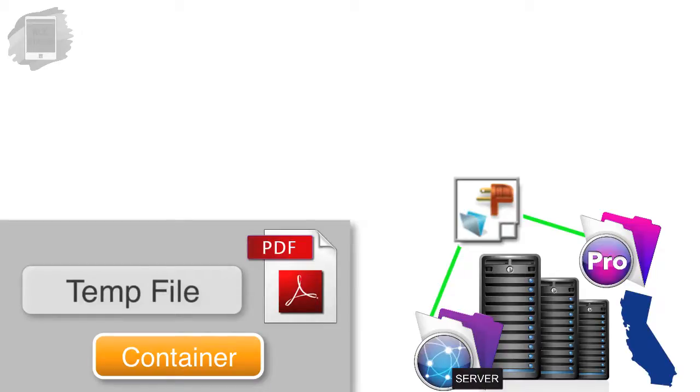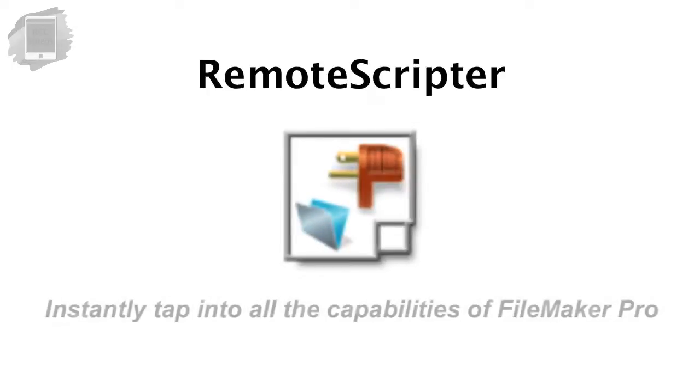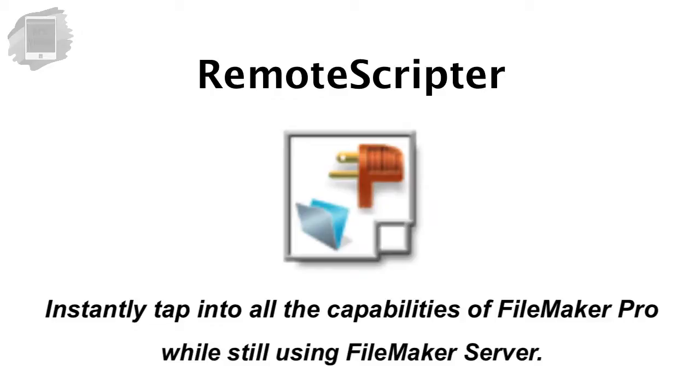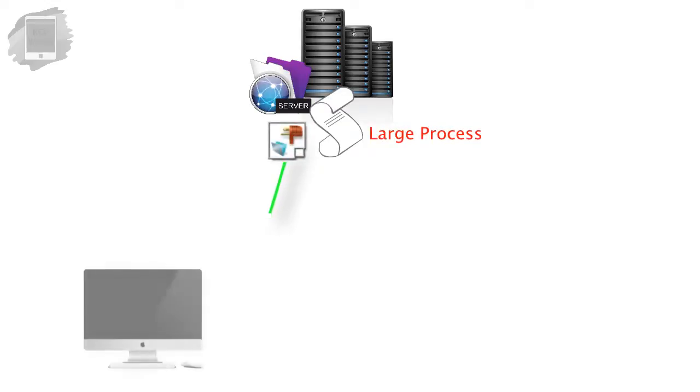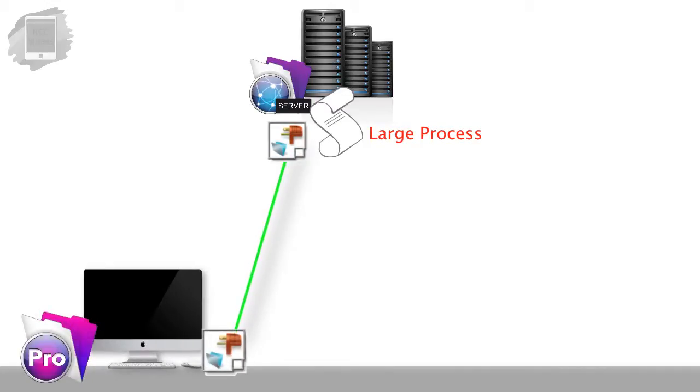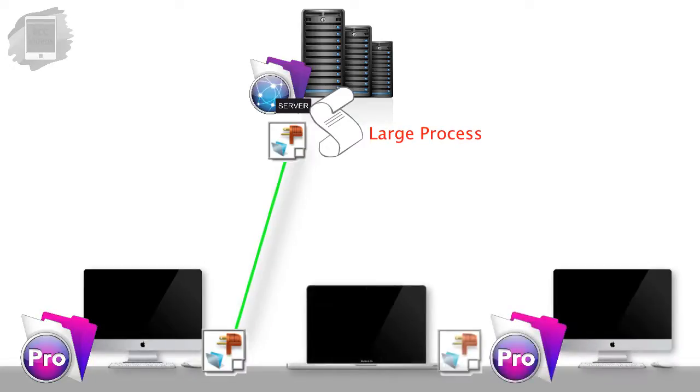Well, this is really cool technology. So this makes it so that you can instantly tap into all the capabilities of Pro while still using Server. And if you have a heavy lifting process that Server needs to run and you want to offload that to a Pro machine, you can almost multitask in a lot of ways, right? In fact, you could multitask to a lot of different Pro machines, couldn't you? Sure, you could have a farm of machines that do a variety of tasks.